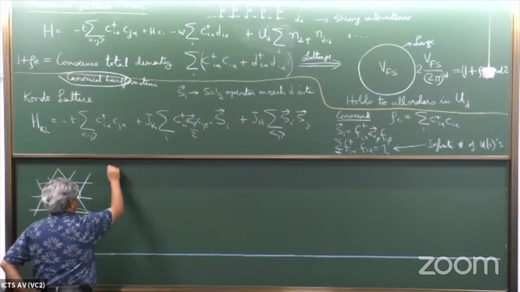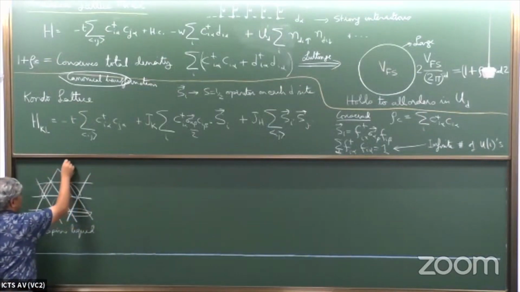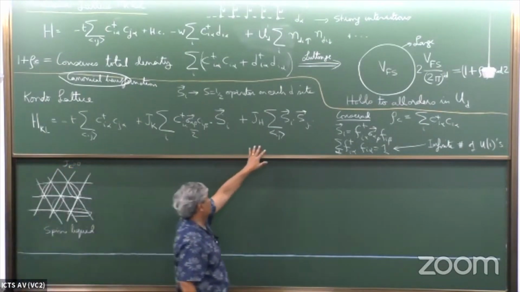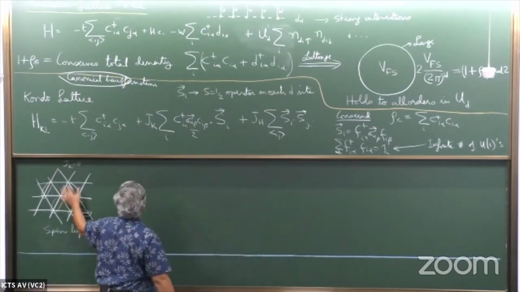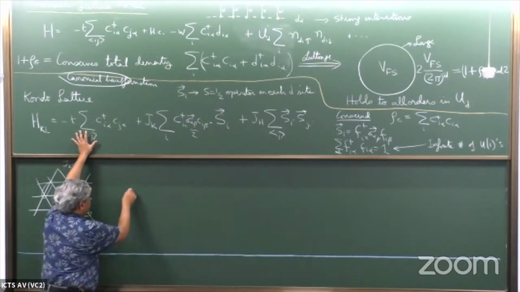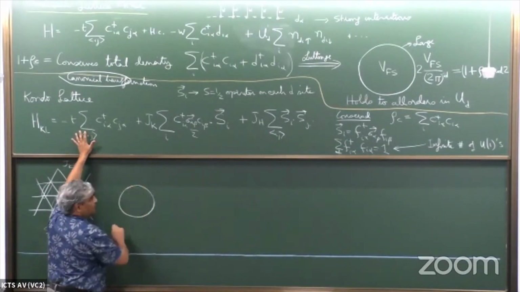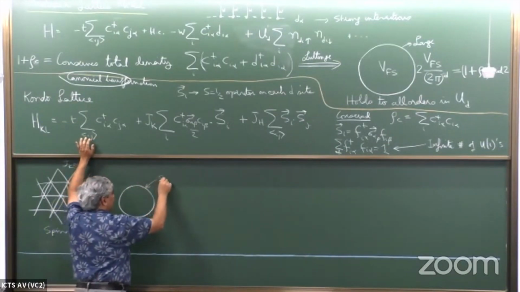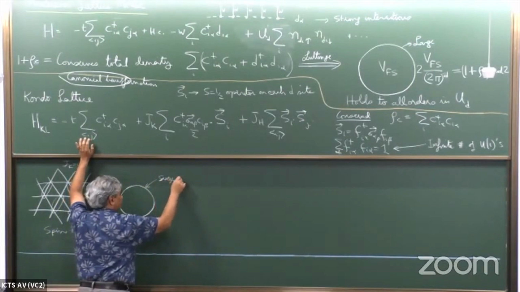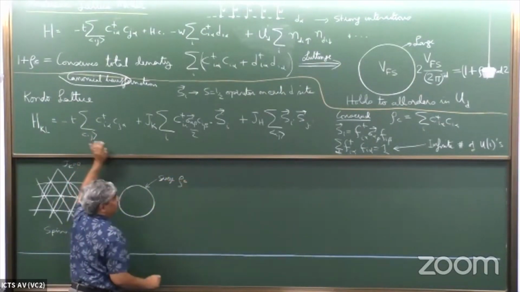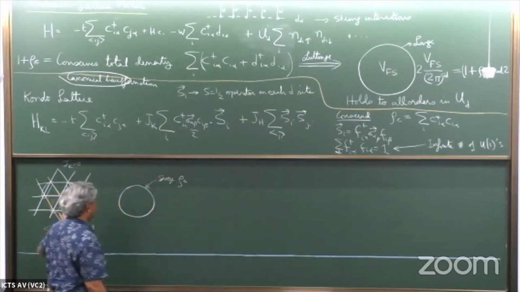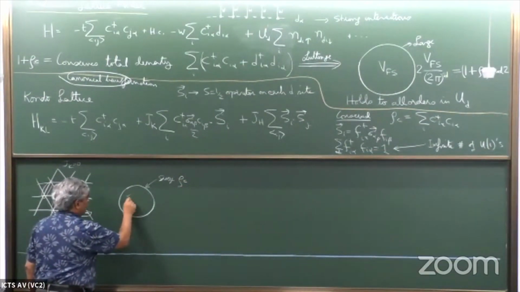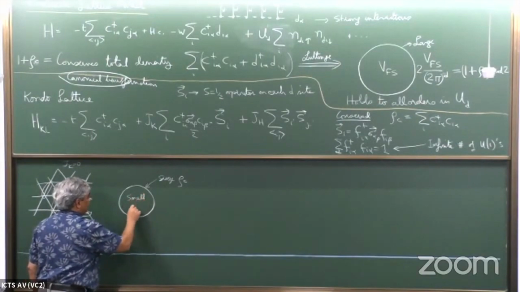And so at J_K equals 0, if we diagonalize this part of the Hamiltonian, we get the spin liquid. If you diagonalize this part of the Hamiltonian, I get a small Fermi surface. So the size here is determined by just rho_C. That one has gone into the spin liquid. Okay, so this is the small Fermi surface.